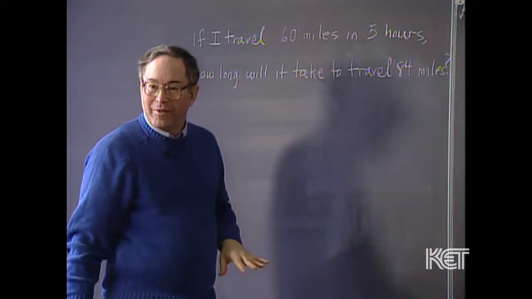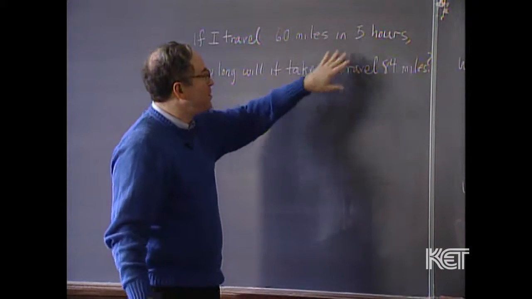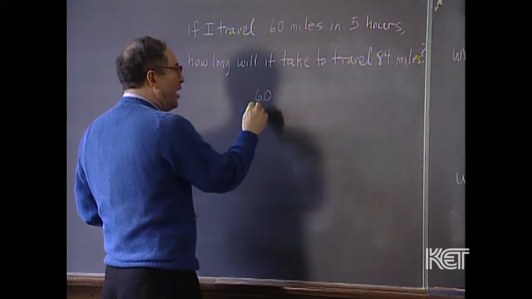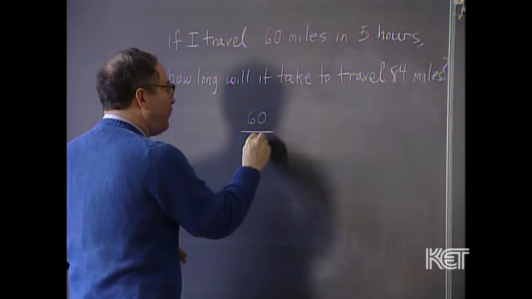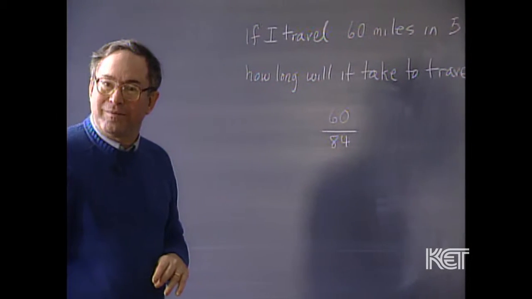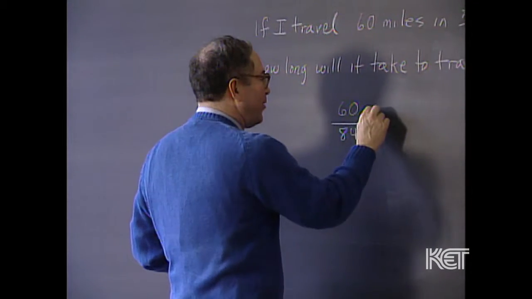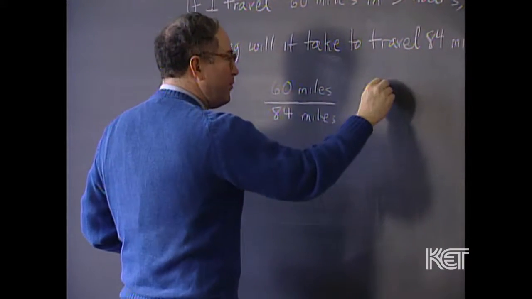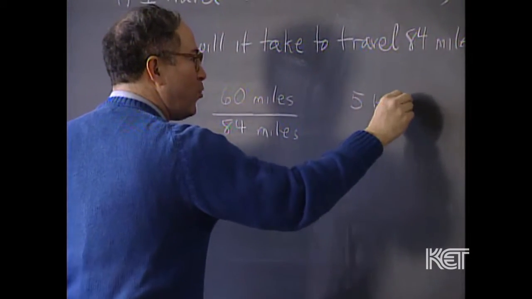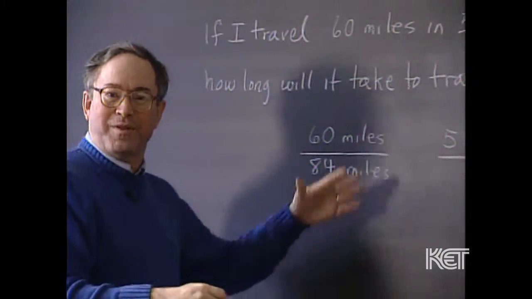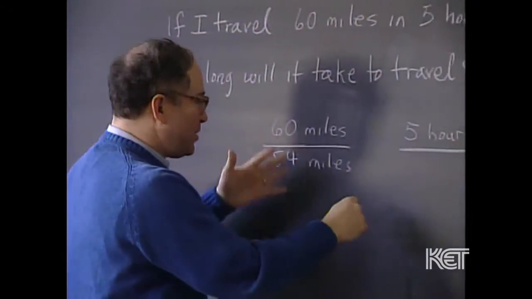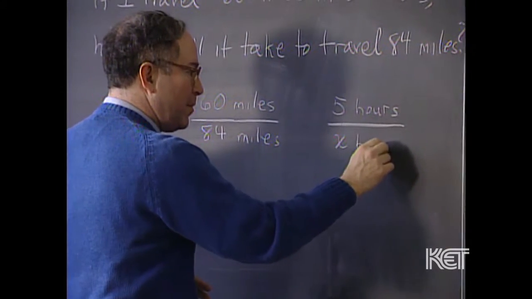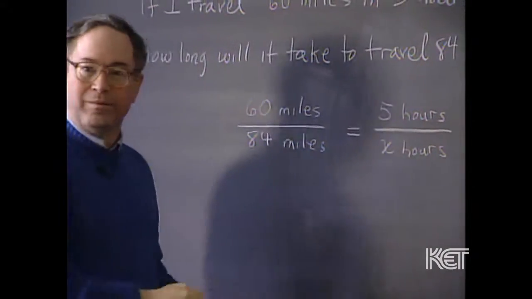A way to do this problem using ratios is to say, oh, the ratio of 84 miles to 60 miles. If I could travel 60 miles in 5 hours, I can say, oh, then I have gone 60/84ths of the distance. So I have 60 miles, and I've gone 60/84ths of the distance, and it took me 5 hours, and so the ratio of the times is going to be the same as the ratio of the distances, and I put an unknown here, if you like, x hours, and these ratios are equal.